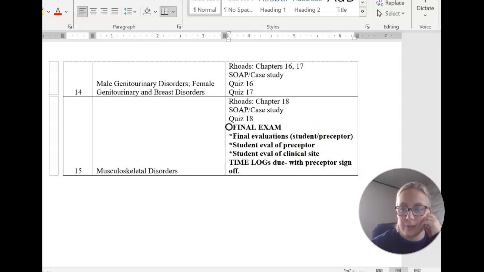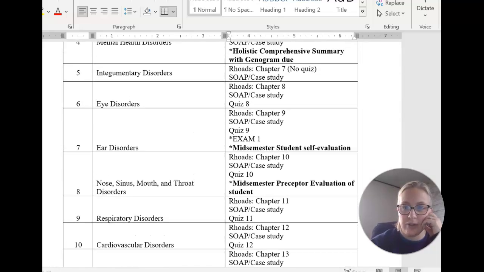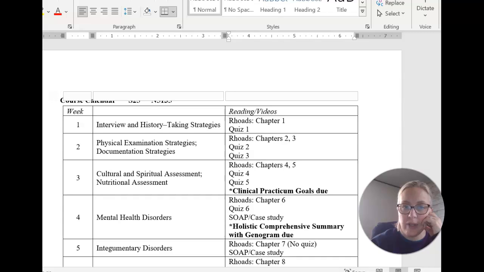So this is on Canvas. This is your course calendar that will help you figure out where we're at. I would point out that you can see here in weeks 1, 2, and 3, this is behind-the-scenes stuff. This is the history part of the history and physical. And so in week 4 is when we start the assessment part. And then each week is divided up into kind of a body system to walk it through.